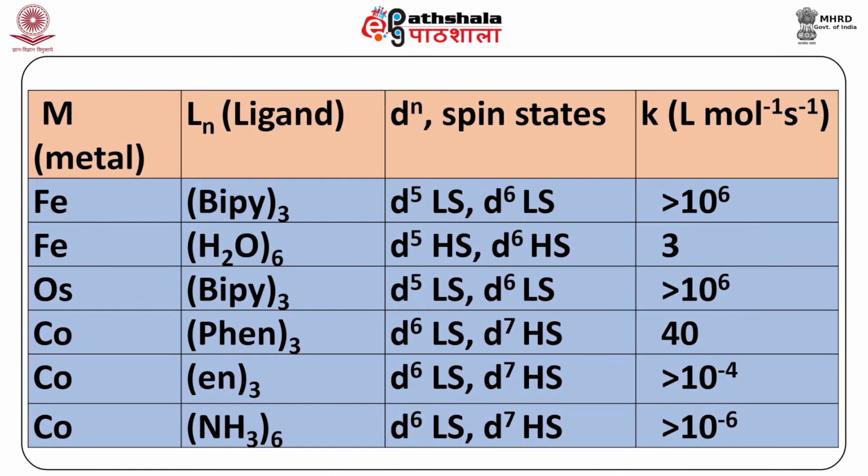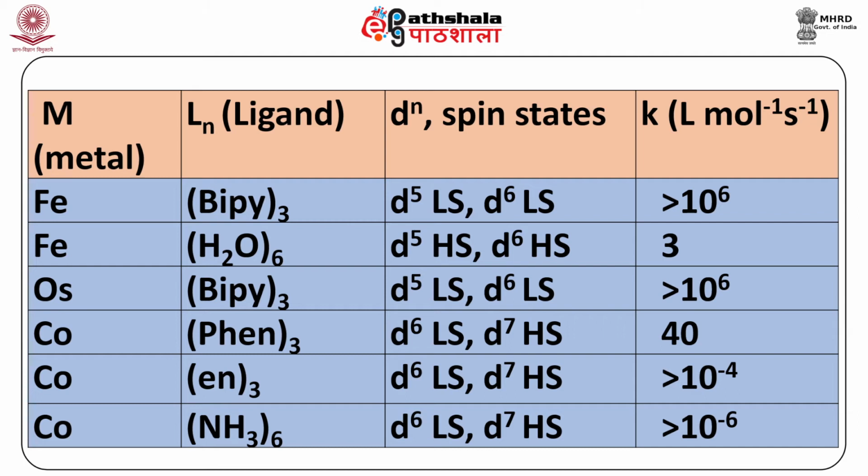There are a lot of self-exchange reactions, like the Fe bipyridyl system, where Fe is in the +3 oxidation state, d5 in configuration, and low spin. Another Fe is in the +2 oxidation state, d6, also low spin. So the rate noted, when one is in d5 configuration and another in d6 configuration, goes quite high, more than 10 to the power 6.